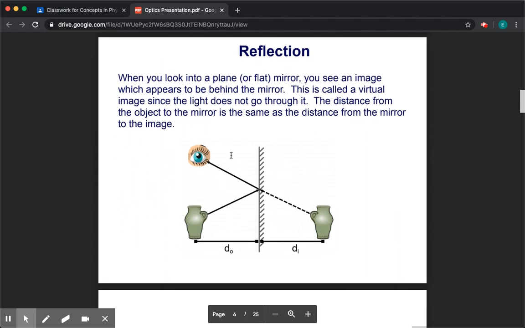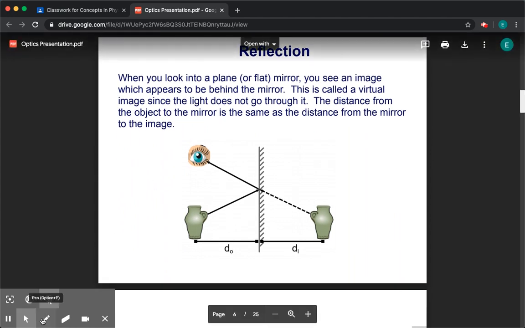What I want to focus on here is this new idea that there are virtual images and there are real images. When it comes to mirrors and optics, you're going to see these terms in the next couple of slides: real and virtual.